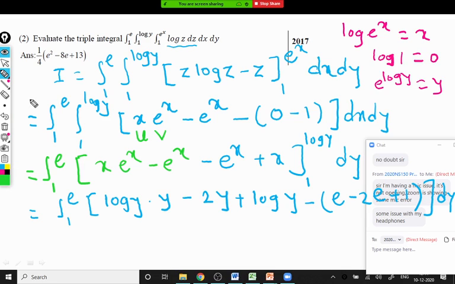Sir, by parts. So again by parts. Okay, again isolate the rule. So what will be u? Sir, e raised to log y, e and log y will get cancelled, right? E raised to log y is only y. Yes, okay.